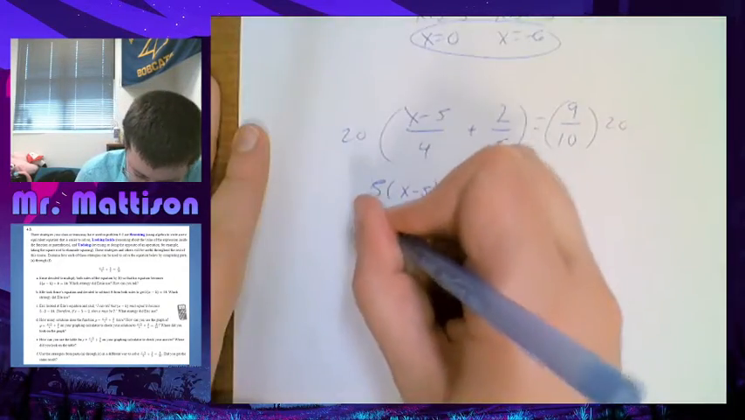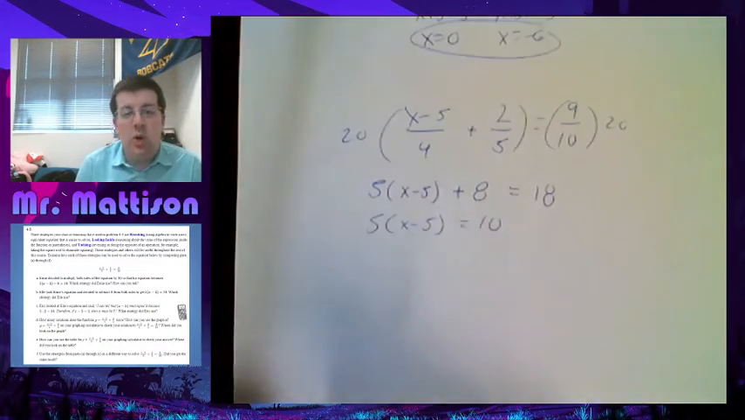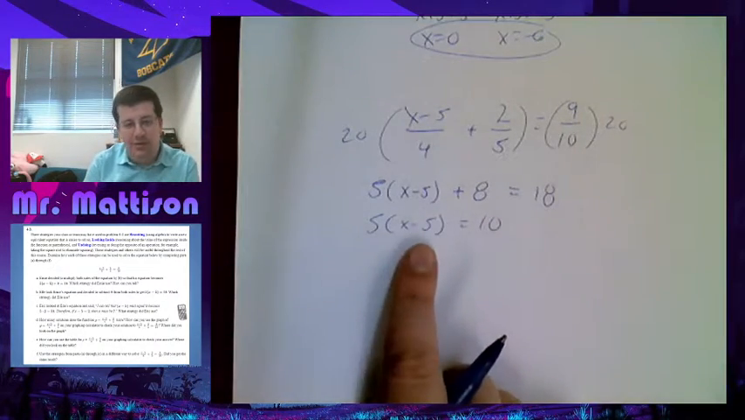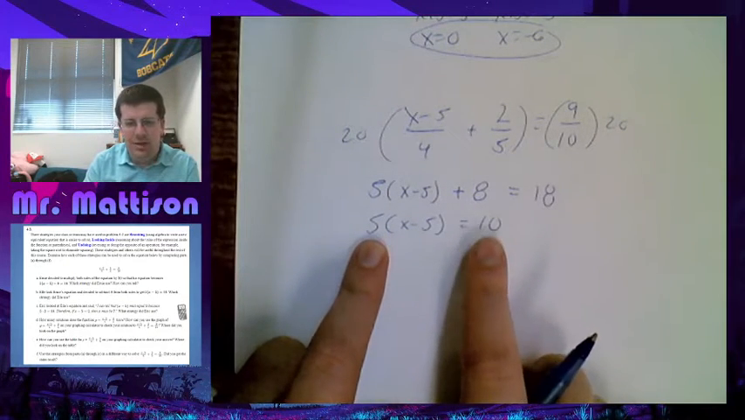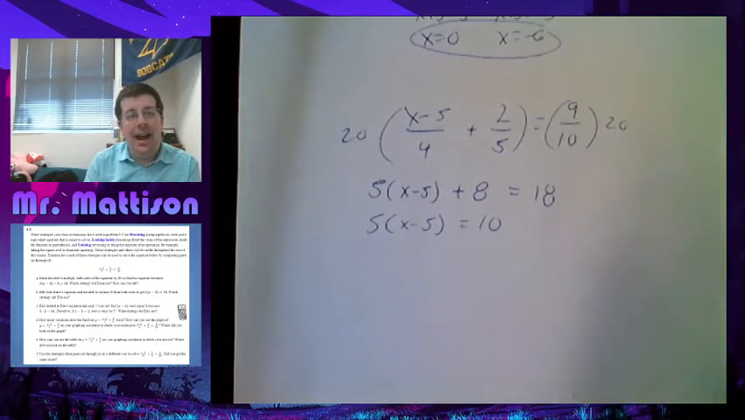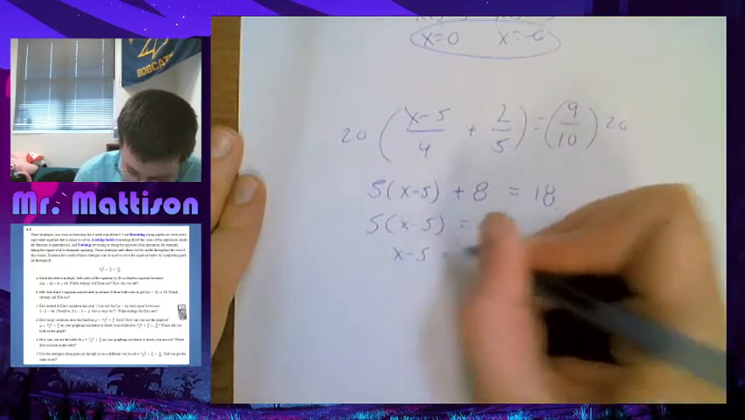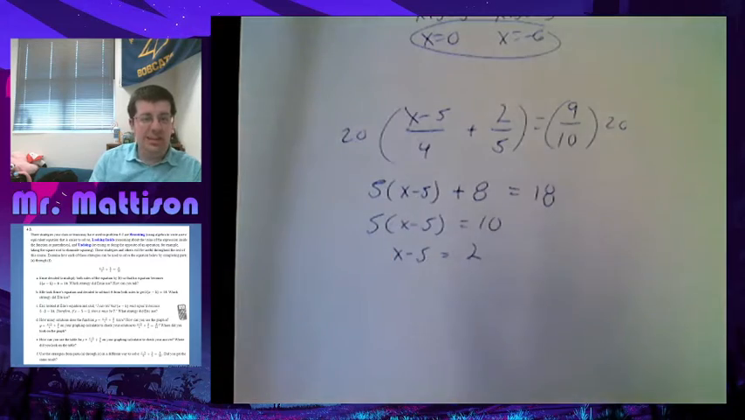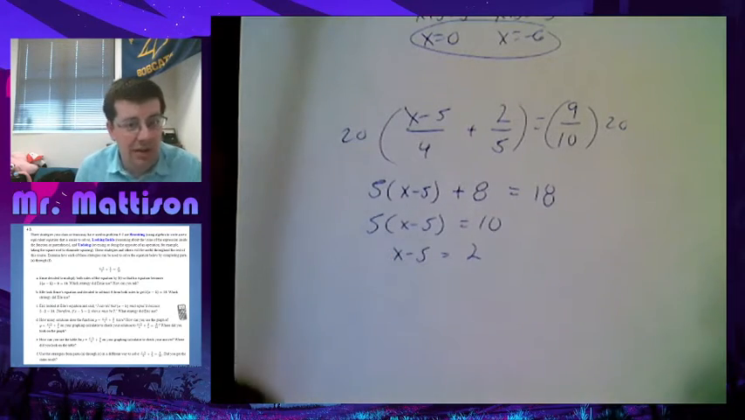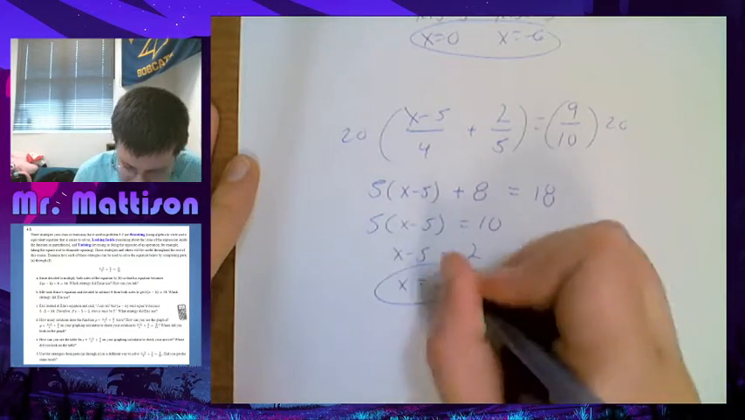Move that 8 over. 5 times x minus 5 equals 10. Now we can distribute that 5 through and then solve it out there. But I see that my 10 is divisible by 5. I can just divide both sides of my equation by 5 right now and save myself a little bit of hassle. You can still solve it the other way, but if you say, hey, these are divisible, let's just go ahead and divide that off. And then I can add 5, and x is equal to 7.